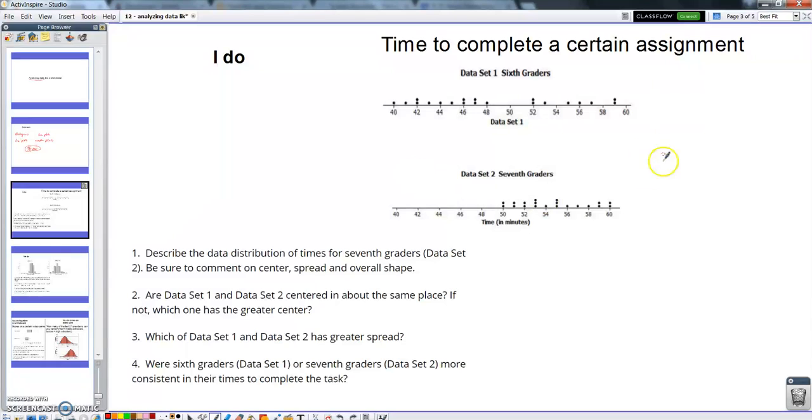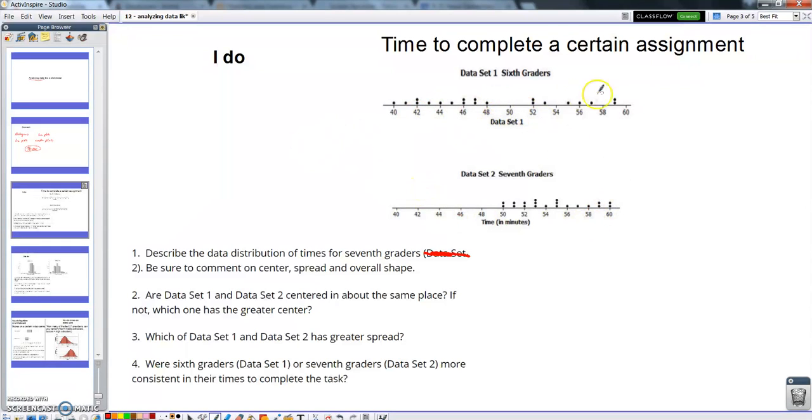We don't just do it so that we can make a graph and calculate means, medians, modes, and ranges. We do it because we want to think and learn and look for patterns. So here are some kinds of questions you might be asked, but it's really just all about thinking. One thing would be to describe the data distribution of times for the 6th and the 7th graders.